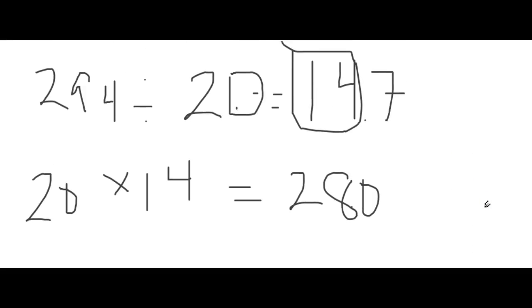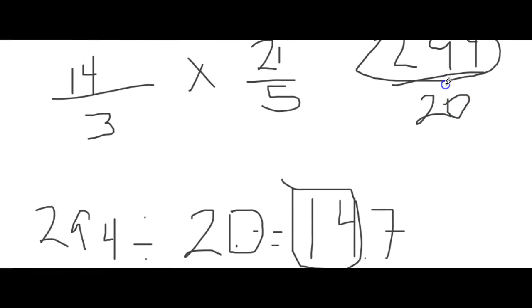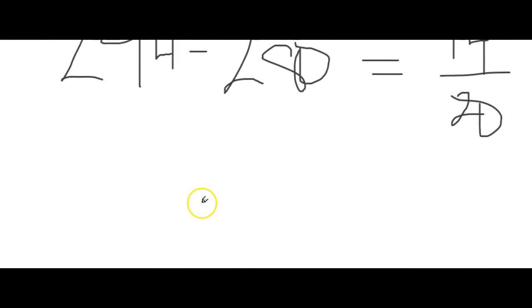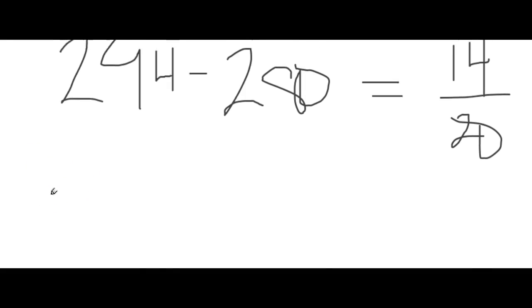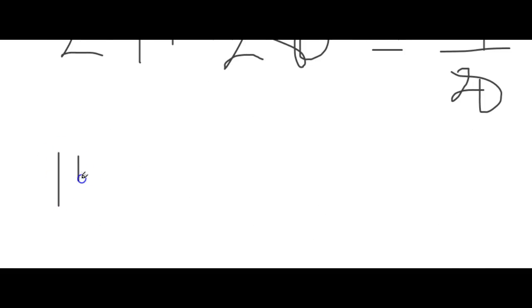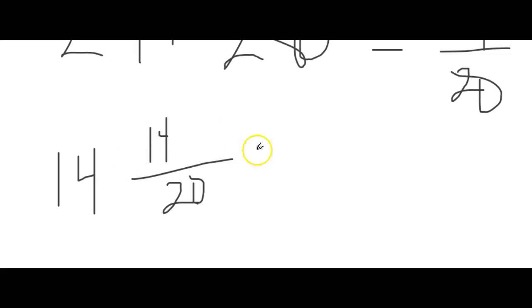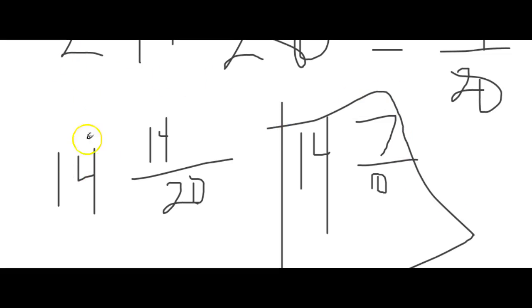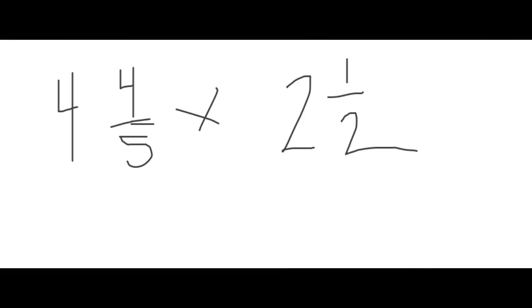And that's going to be 14 over our base of 20. So that gives me 14 and 14 over 20. Both of these are divisible by 2. So the answer will be 14 and 7 over 10 is our final answer. I want you guys to try this problem. Pause the video and try that one.